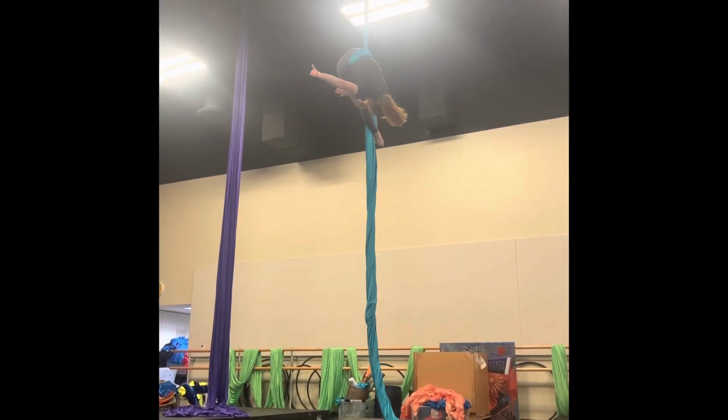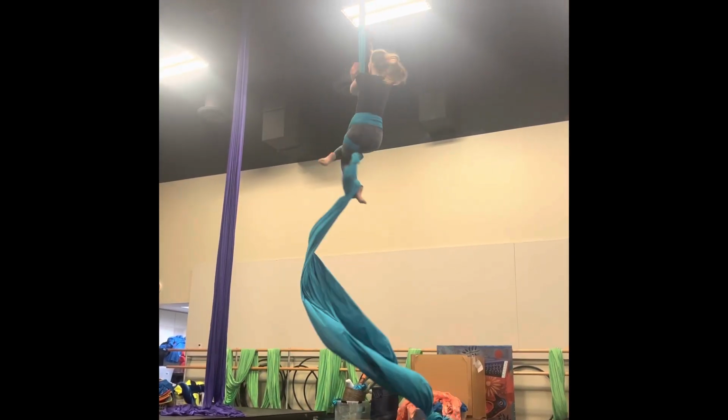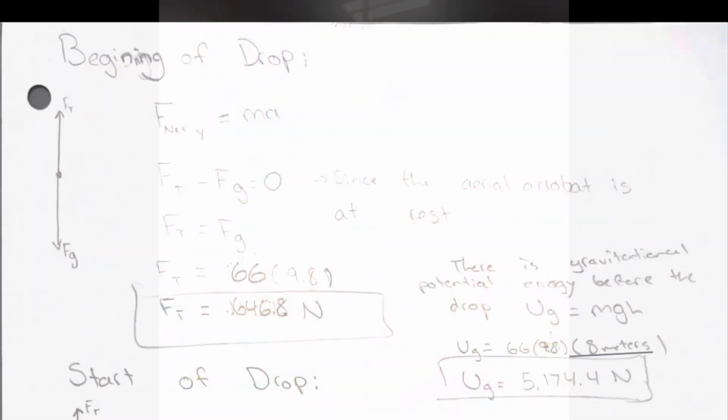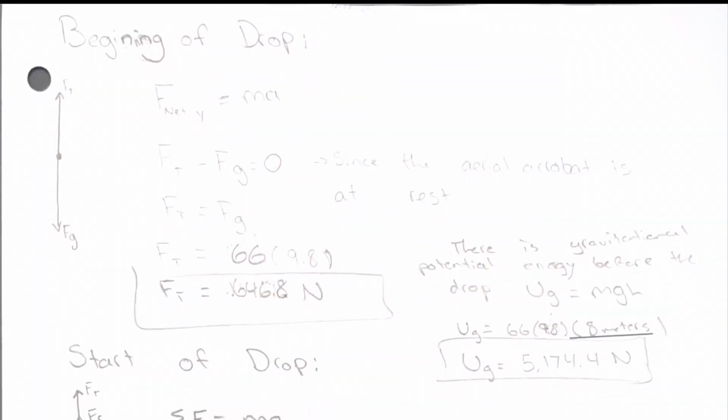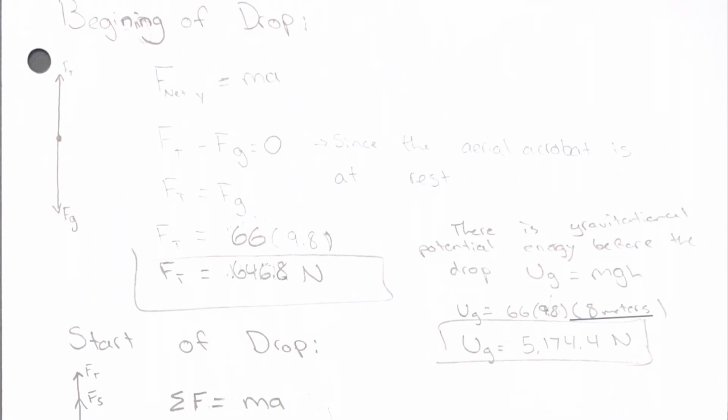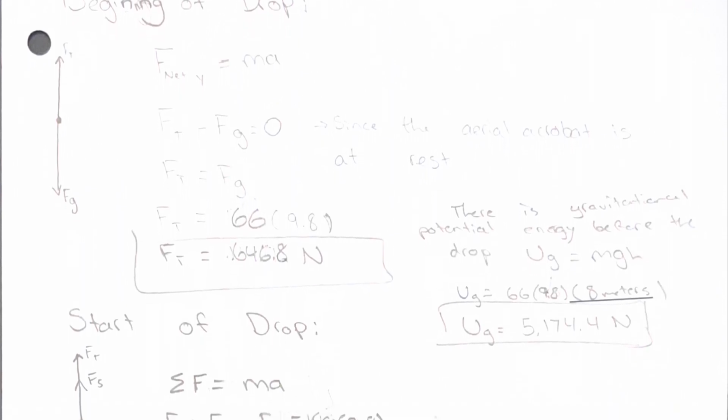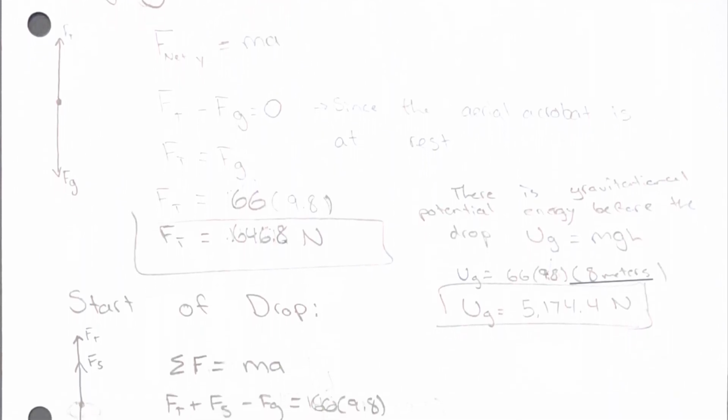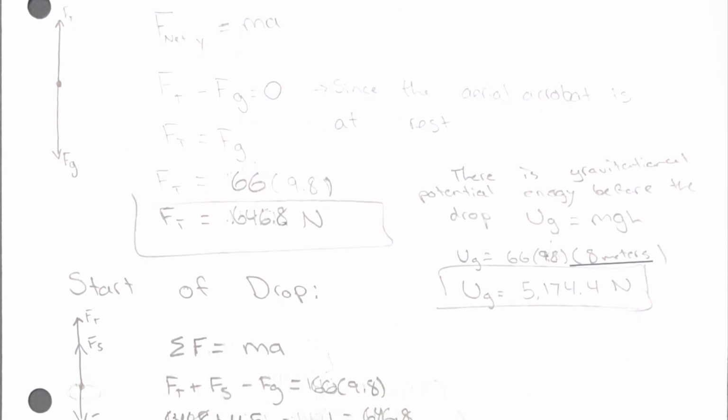At the beginning of the drop, the acrobat is at rest, so the sum of the forces is equal to 0. Ft minus Fg is equal to 0. That means Ft is equal to Fg. Ft is equal to the mass times gravitation, which is equal to 646.8 newtons.